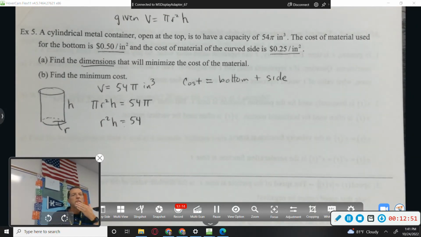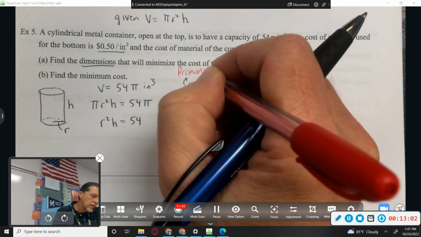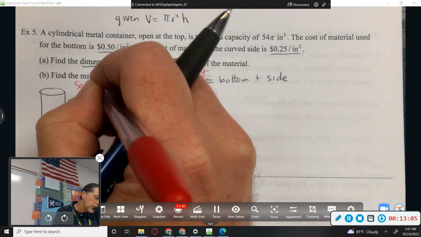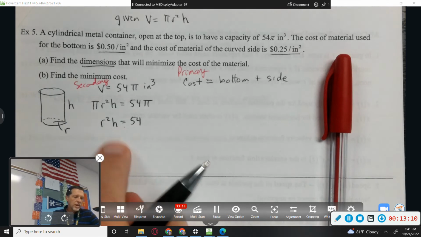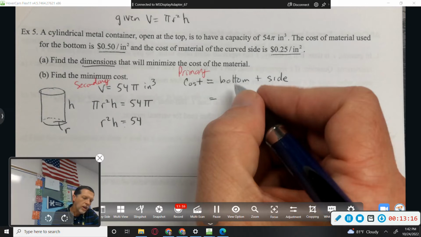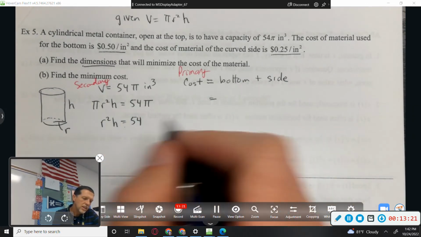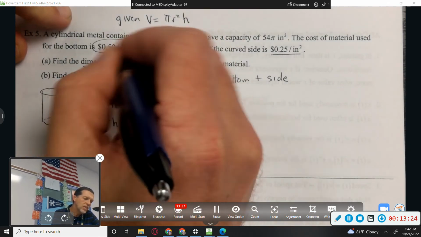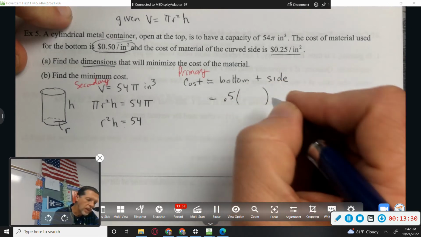Maybe we need to back up a second. Big picture. Which one of these equations are we going to take the derivative of? Cost or volume? Cost, because that's what we're trying to optimize. So cost is my primary, volume is my secondary, which makes sense now because it's got both variables in there, equals a number. I'll be able to solve this for something and plug it into the other side. All right, the cost is the bottom plus the cost of the side. Well, the bottom is 50 cents per inch squared, so 0.5 times the area of the bottom.